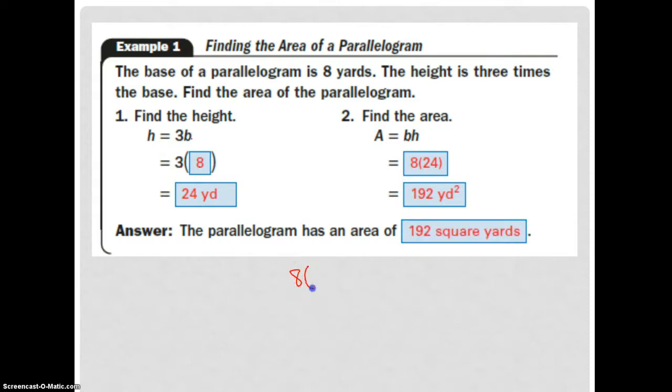You also could have just done 8 times 3b. This would have been the same formula as base times height. And then you would have substituted base in, which is 8. And you would have seen that that's 24 times 8. So you didn't have to do 2 steps. You could have just done it all in one.